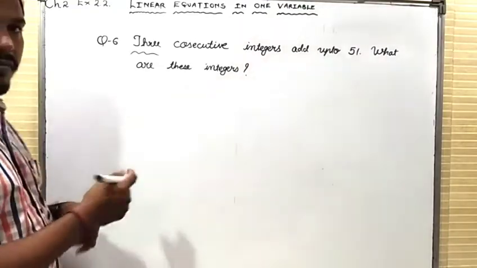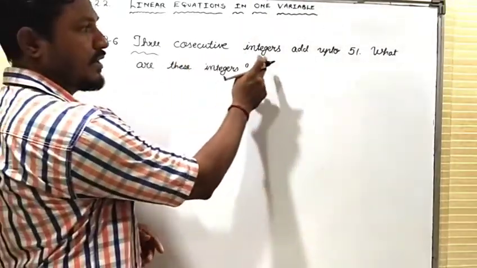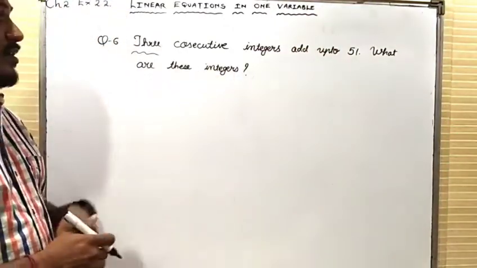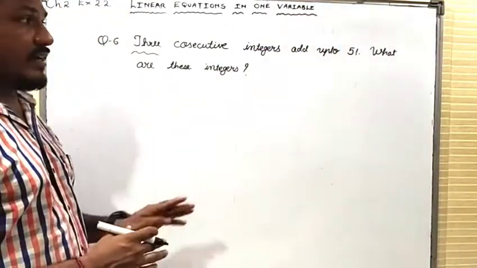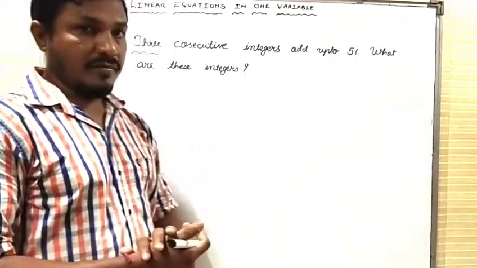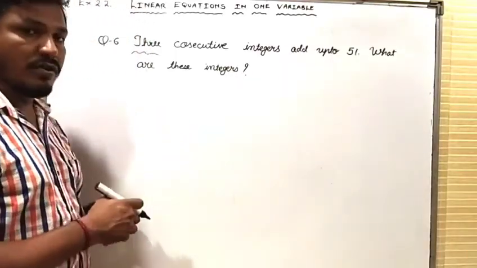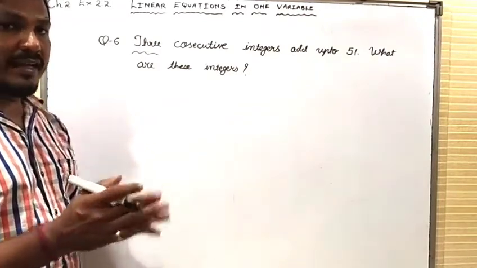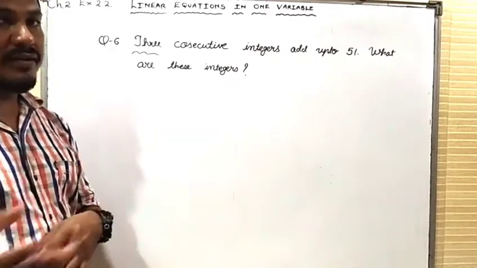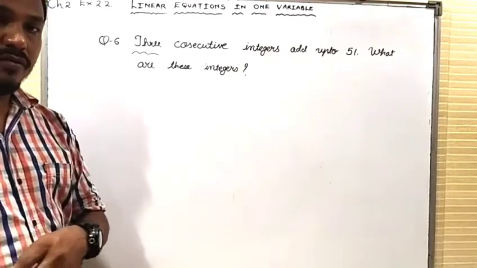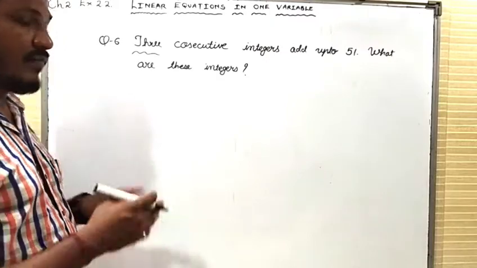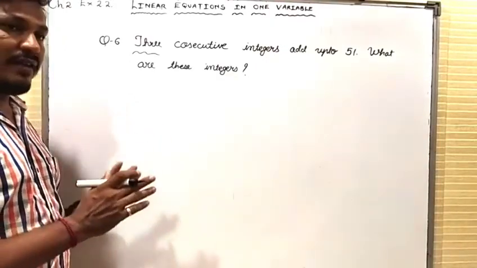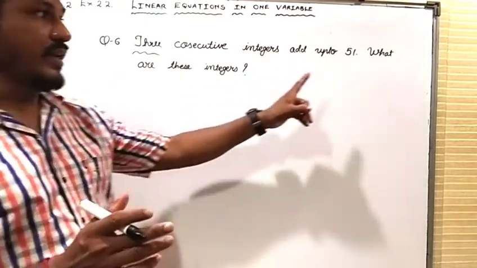Now let us see sum number 6. Three consecutive integers add up to 51. What are these integers? Now three consecutive integers when added, we get the value 51. First of all, you should know what consecutive means. Consecutive means the numbers which follow another number in increasing order. It may be 10, 11, 12, or 2, 3, 4, or 7, 8, 9, like that. We don't know. We have to find those three consecutive integers.